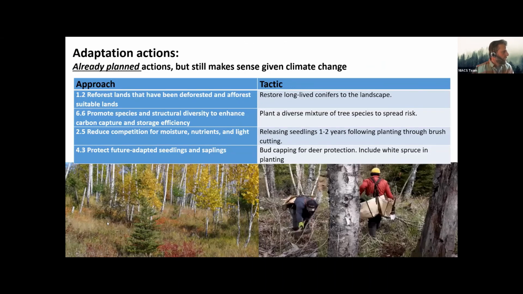And so in the interest of time, just to stick to our allotment of time, there were a number of things that they had already planned on doing, and I'm showing here the approach from the Forest Carbon Management Menu and then the tactic that they used. A lot of those things that they had planned on doing continued to make sense. They had adaptation value, they had carbon value, and not surprisingly, a lot of them they planned on continuing to do. Things like protecting those seedlings from deer herbivory, since it was an obvious issue at the site.